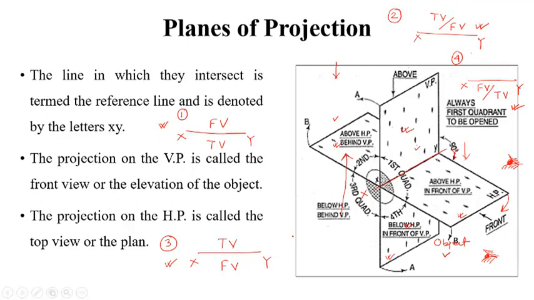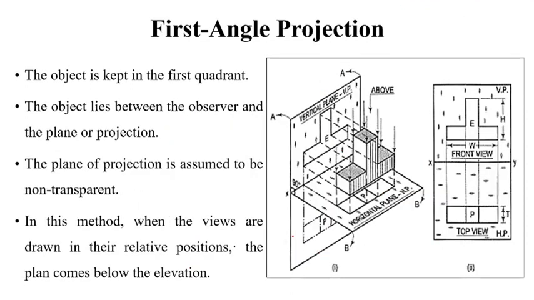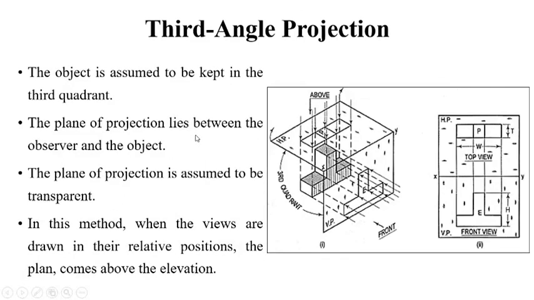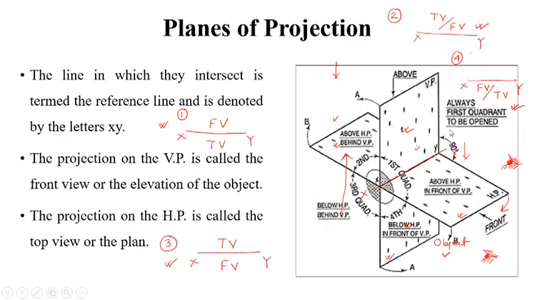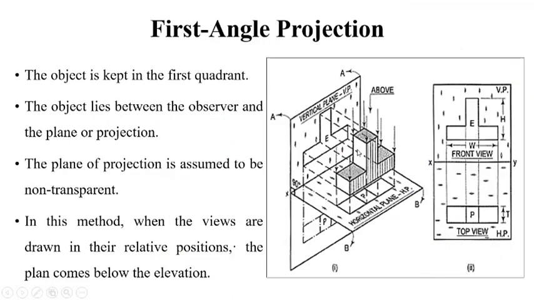Clear? Now let us move to the first angle projection. So see, in the first angle projection, here what happens, the object is kept in the first quadrant. That means this is your first quadrant. This is the first quadrant. So now in the first angle projection the object is placed here in the first quadrant.